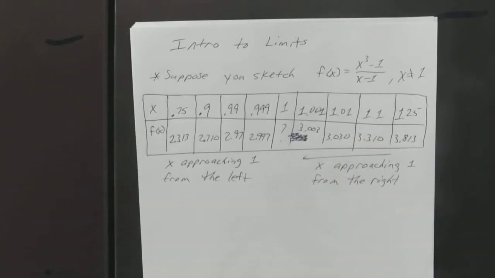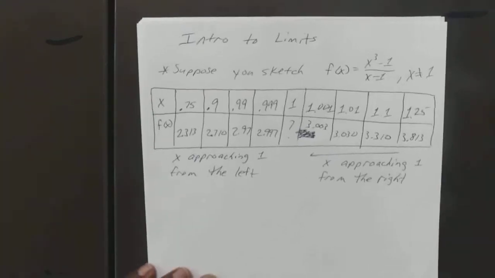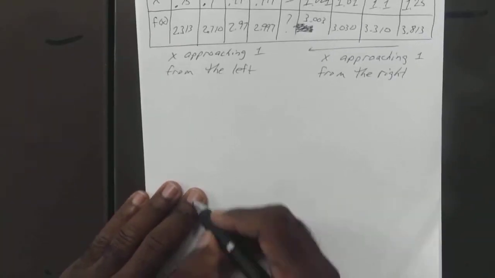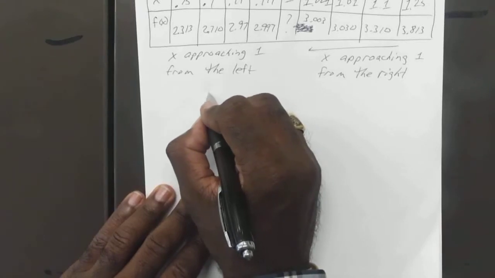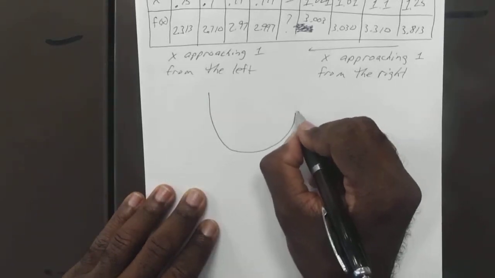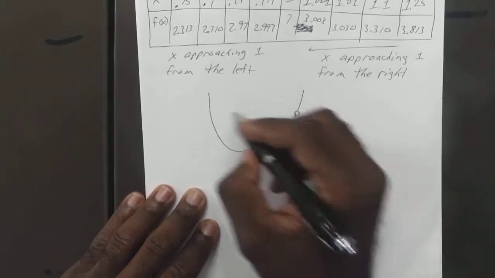So as you get closer to 1 from the left and closer to 1 from the right, it's getting closer and closer to 3. It'll never reach 3, but it's getting closer and closer to 3. So if we were to look at this graph, let me slide that up a little bit. It would look something like this.